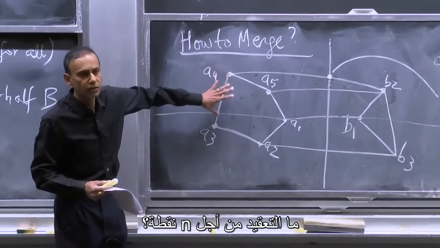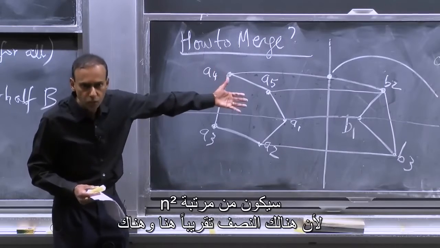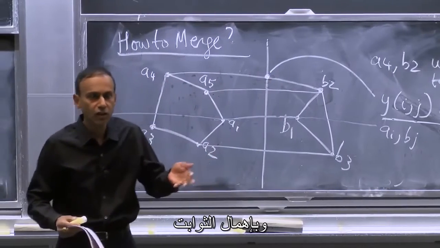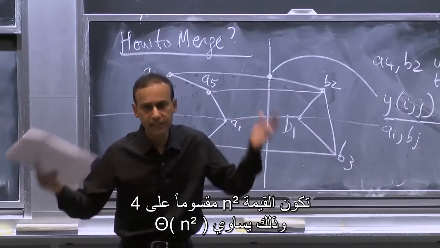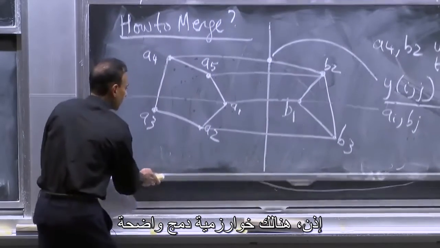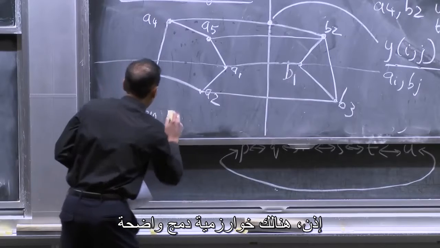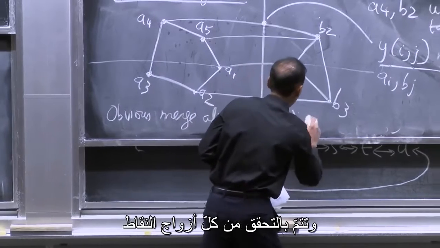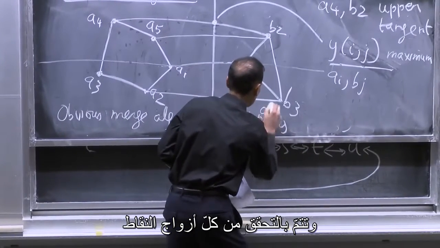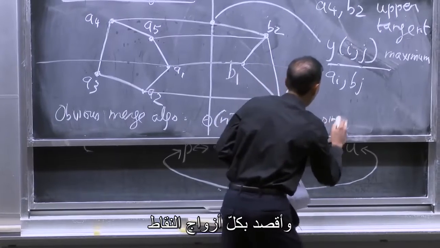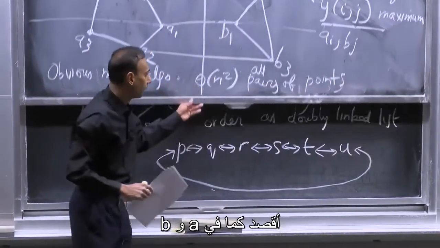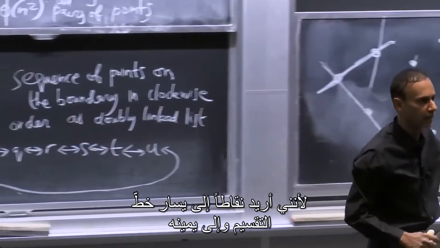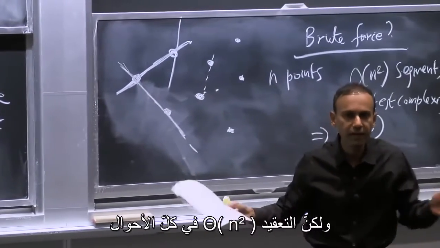If I have n total points, the complexity would be n squared, right? Because maybe I'd have half here and half there. Ignore constants, and you could say it's going to be n squared divided by 4, but that's theta n squared, right? So there's an obvious merge algorithm that is theta n squared, looking at all pairs of points. And when I say all pairs of points, I mean an A and a B, because I want to pick a pair where I go left of that dividing line and then right of the dividing line. But either way, it's theta n squared.